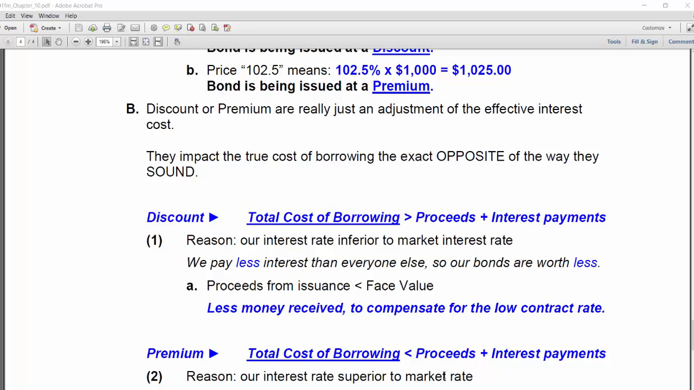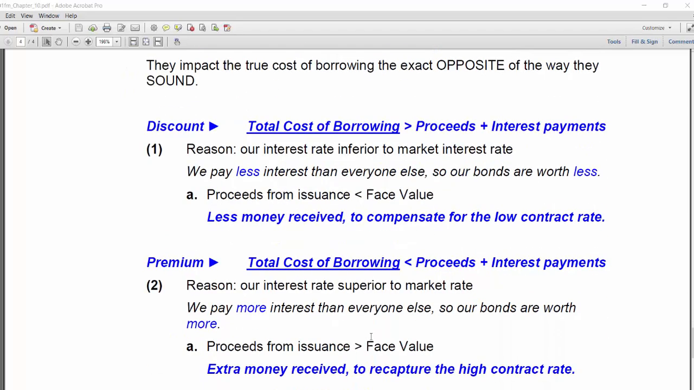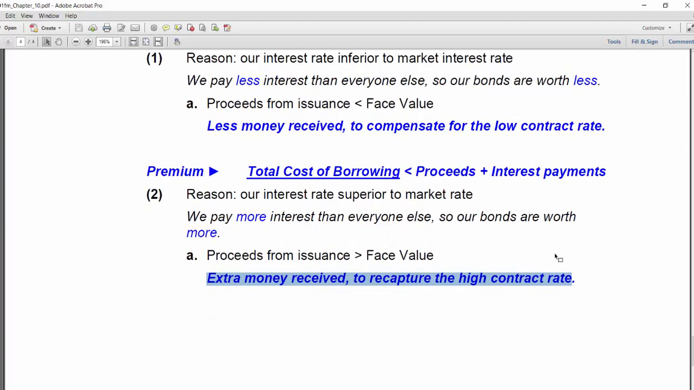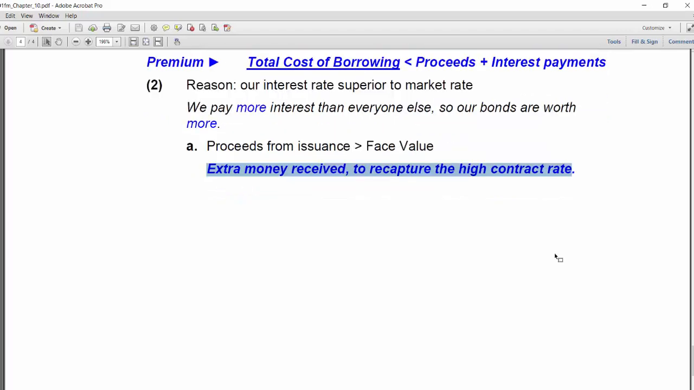Now, if you sell bonds at more than their face value, that's called a premium, and you will see that by looking at the total cost of borrowing, and that being less than the proceeds plus the interest rate. And the reason why this works is because we've received extra money and we sold at a premium, and that's going to help us earn back basically some of the interest costs that we expect to have. The reason why this could occur is because our bonds pay better interest than everyone else's.